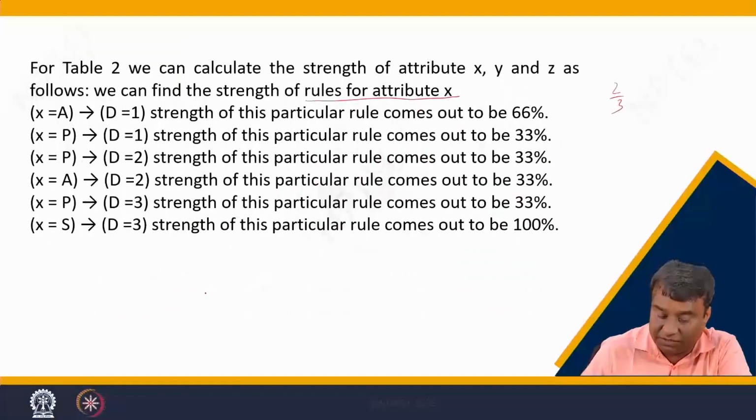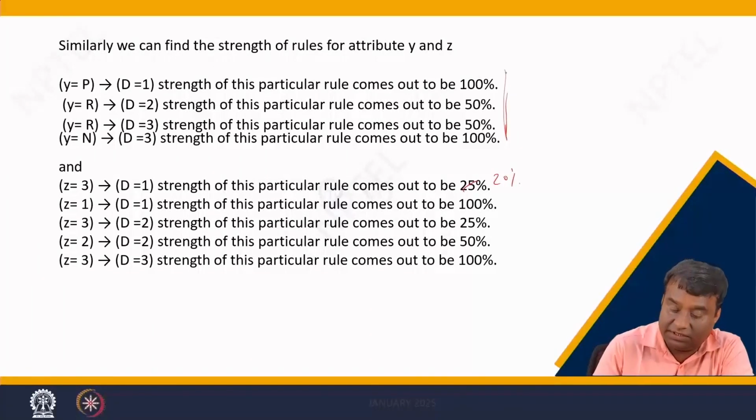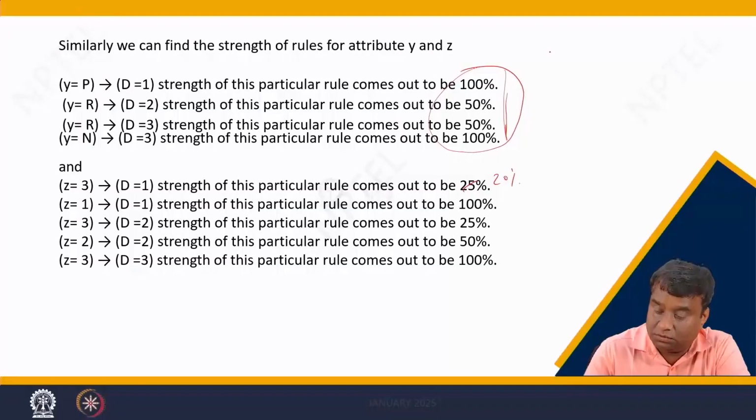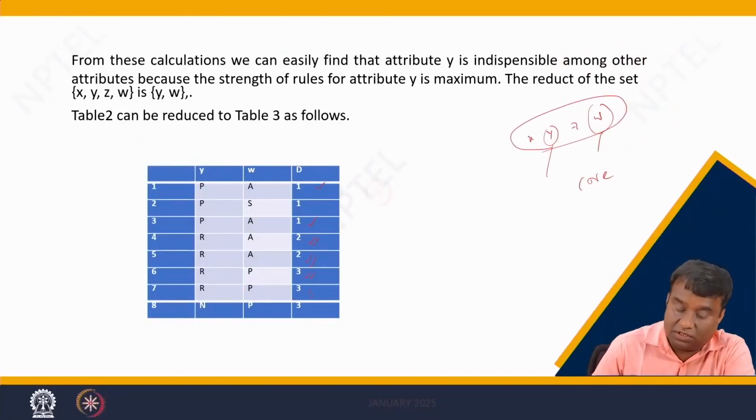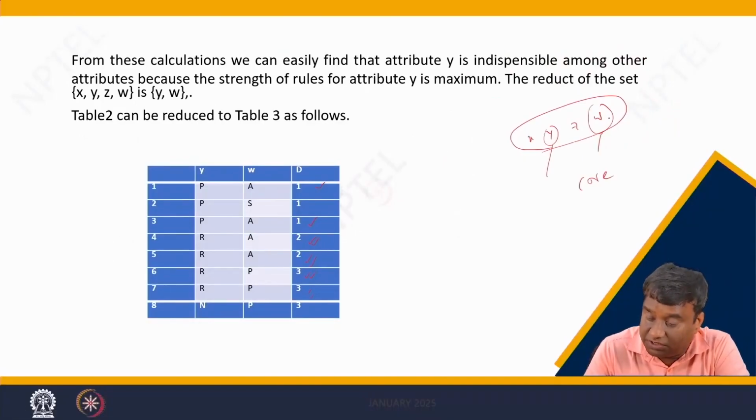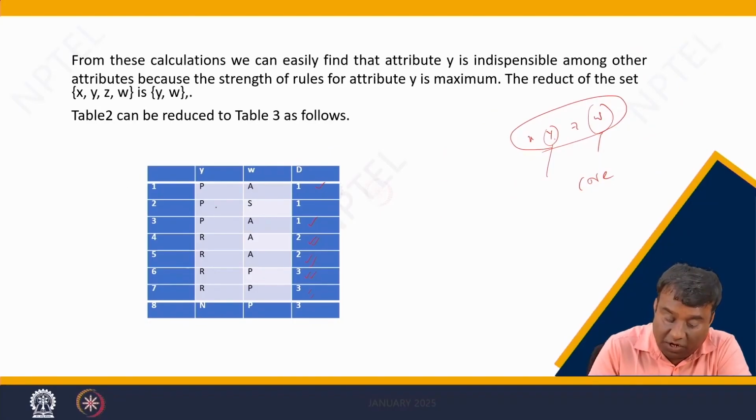Similarly, you can find all these things. So we get all the strength. So this value is better. So we select Y as another indispensable attribute. So now we have the table which is the out of 4 conditional attributes, W is core, we select Y. So now in the column we have 4, now it reduced to 2 only. So data is reduced here.